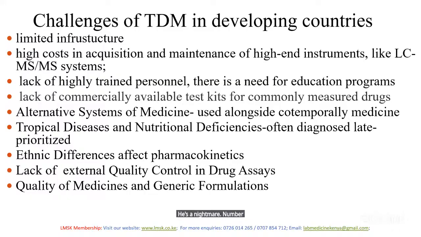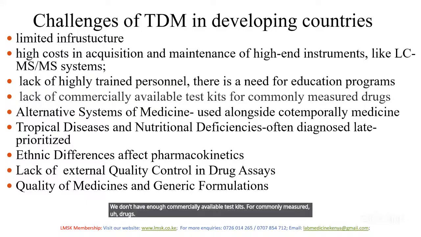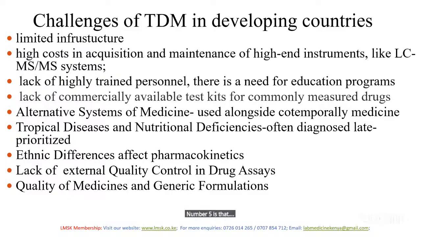Number three, there's a problem of highly trained personnel, and therefore there is need to improve our education systems so that training can also be done on drug monitoring. Number four, we don't have enough commercially available test kits for commonly measured drugs. Number five is that in the tropics, we are using alternative systems of medicine together with contemporary medicine.